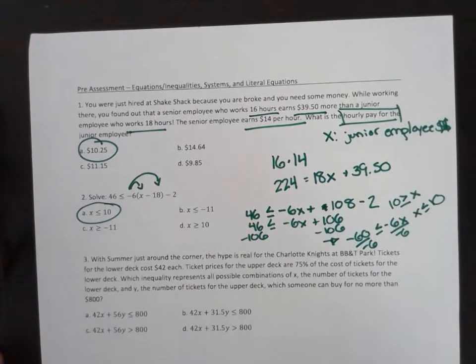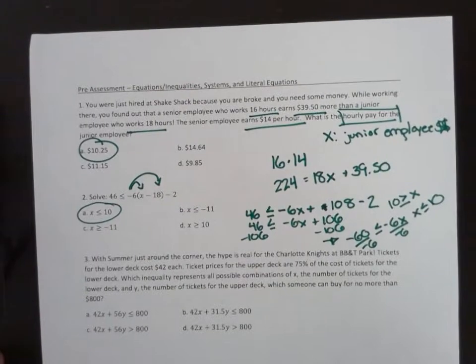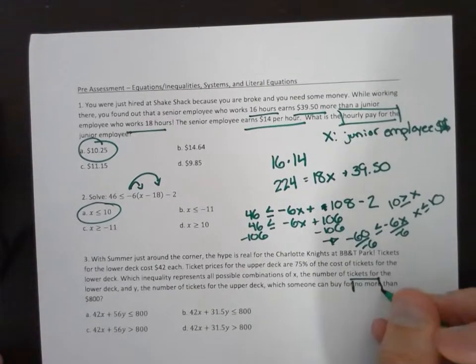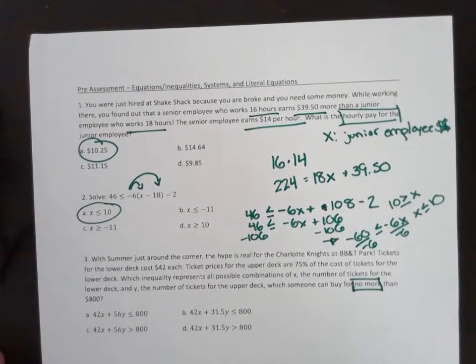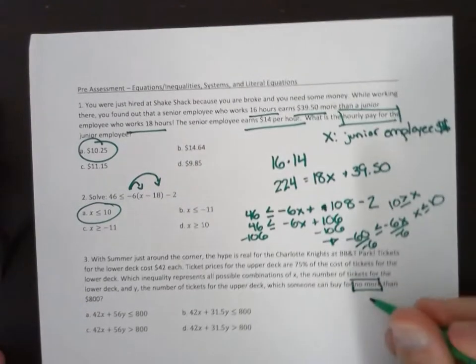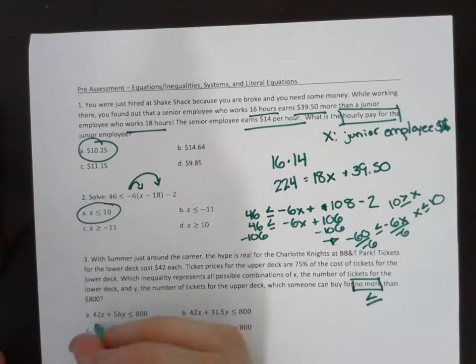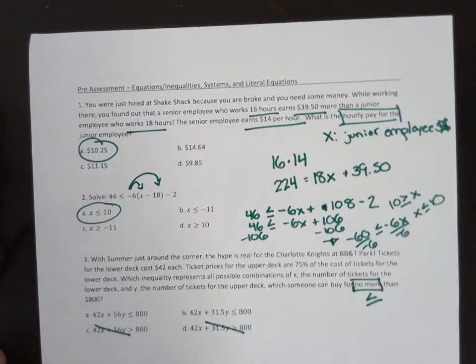Alright, number 3. Number 3 is just asking you which inequality statement represents the situation in the problem. When you're looking for inequalities in a problem, you first have to pay attention to the inequality word, no more than. No more than means it has to be less than or equal to. That means C and D are gone. That means this is between A and B.